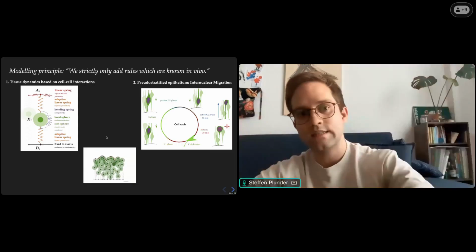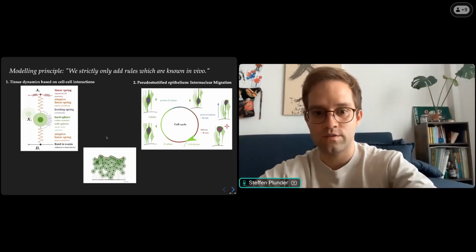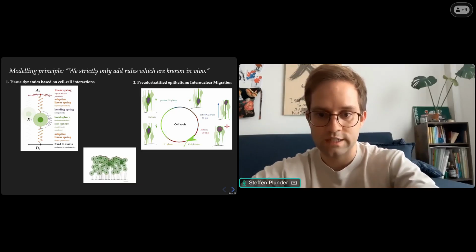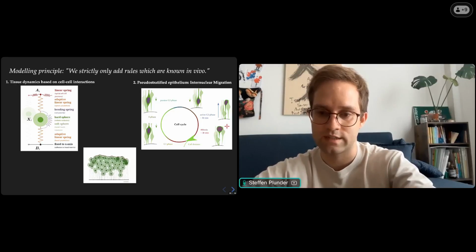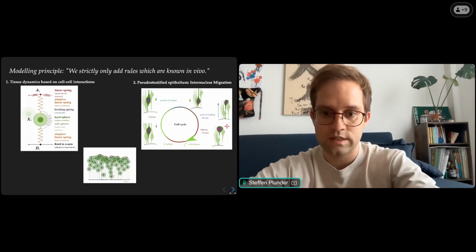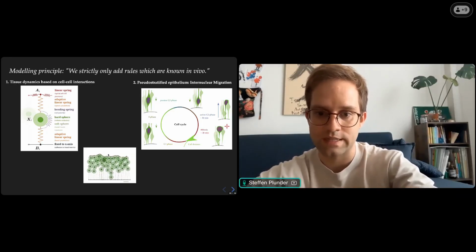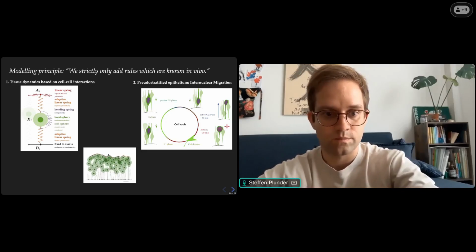But with this starting point, we have a good model for epithelial tissue, which is very simple. There are no assumptions which are very critical, so to say. We don't introduce a bias towards apical or basal movement.